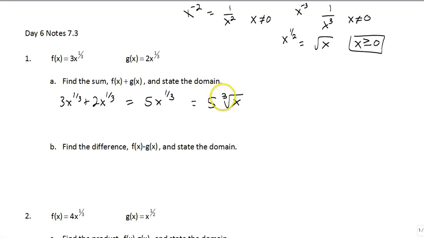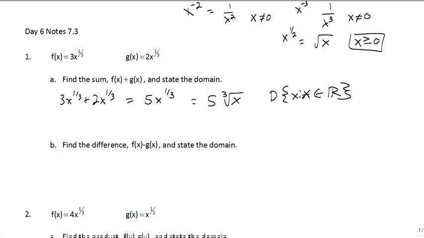Well, since it's an odd root, remember, you can have negative numbers under an odd root. So we can have any number possible. So the domain is x is all real numbers. We're not on the bottom of a fraction, and we don't have an even root.